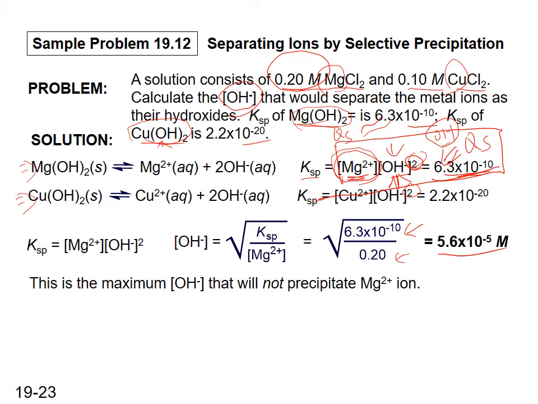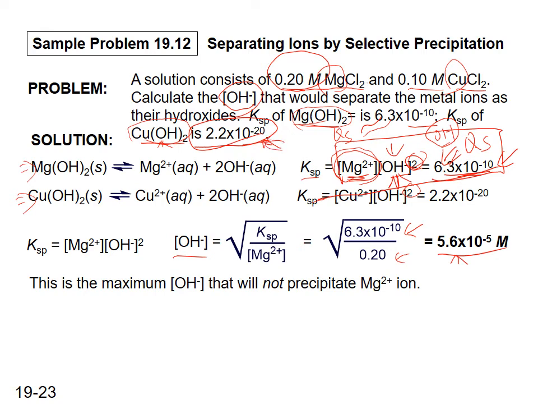But if you add hydroxide a little bit less than this, then magnesium is still staying in the solution because QSP is still slightly smaller than KSP. So magnesium stays in solution, but the copper ion should already precipitate, because KSP for copper hydroxide is much less. So the QSP should be much greater than KSP already, because you can see QSP is close to 10 to the minus 10, so much greater than this.